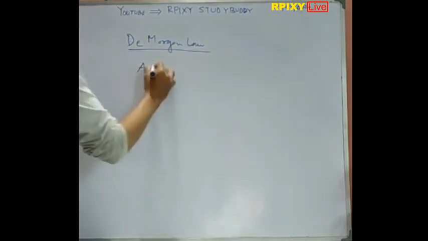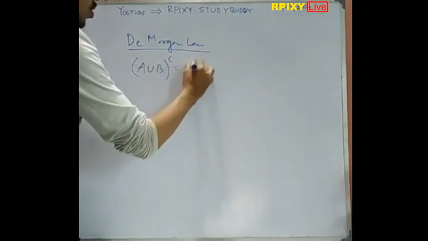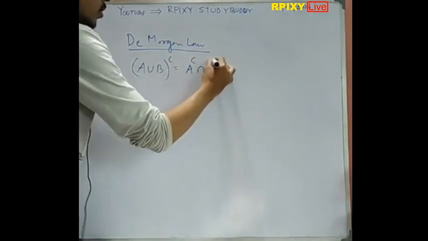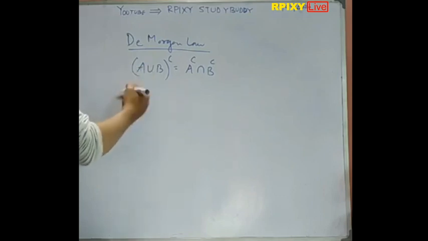This is a law: (A union B) complement is equal to A complement intersection B complement. Now how can you prove it? We will use the Venn diagram. Let's take the first, we will find the region of the left hand side.